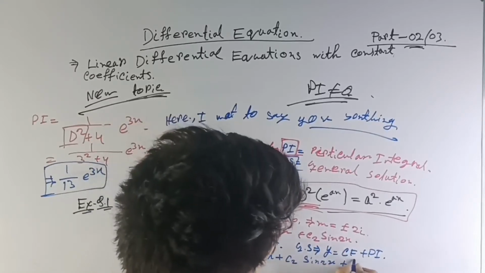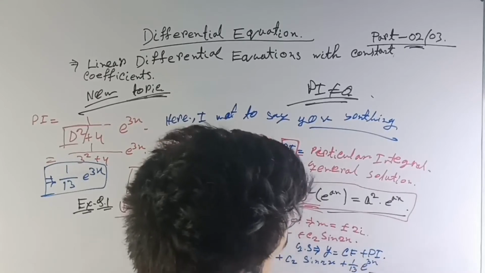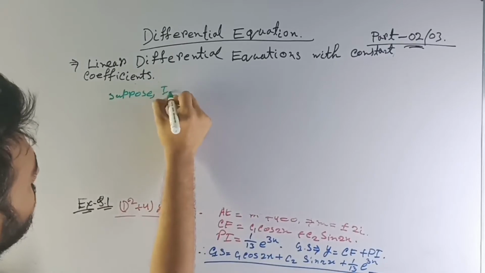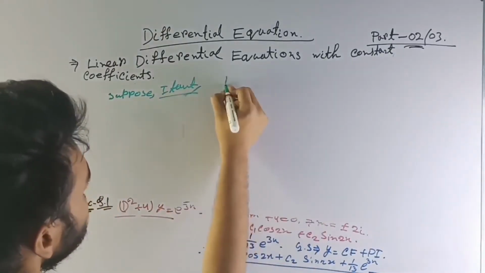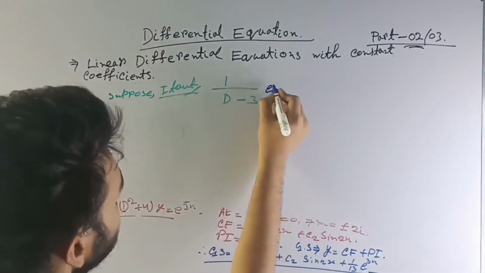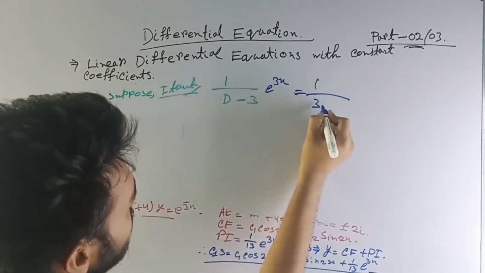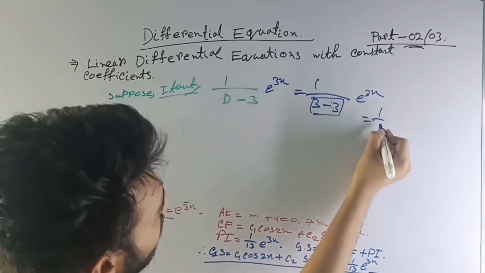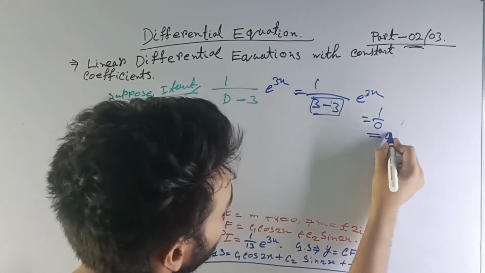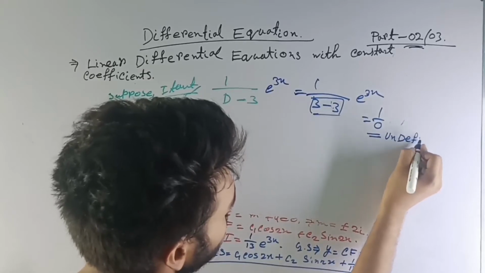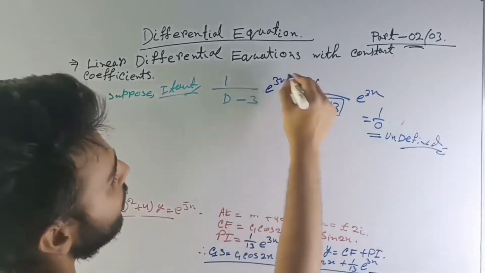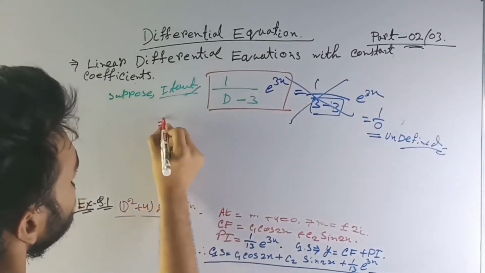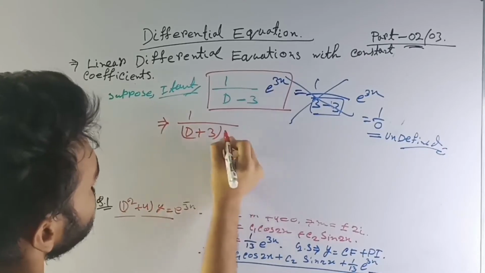As well, the first part has pi equals 0, and here also I write on the upper part. So pi not equals 0 also. Suppose we take 1 by d minus 3 of e to the power 3x. That equals 1 by 3 minus 3 of e to the power 3x, and it's coming 1 by 0, which is undefined. So it's the wrong method. Every time it is not the same, therefore I also write the particular things.